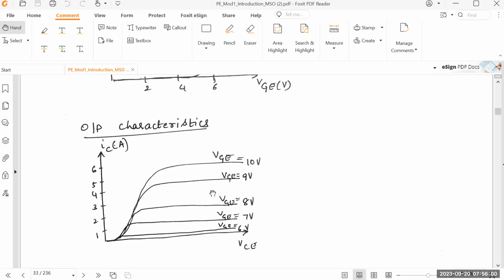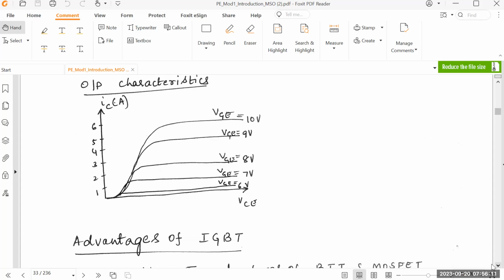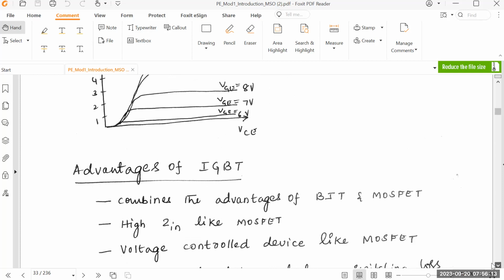So this graph tells about the transfer characteristics and the output characteristics, which for any structure is the most important one. We are supposed to remember both the transfer characteristics and output characteristics. Now let us see the advantages.